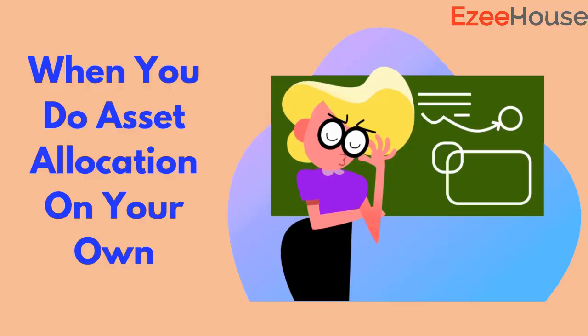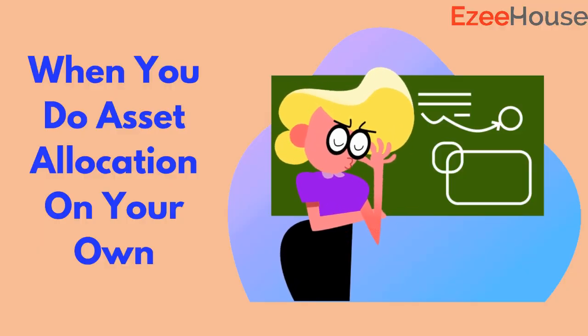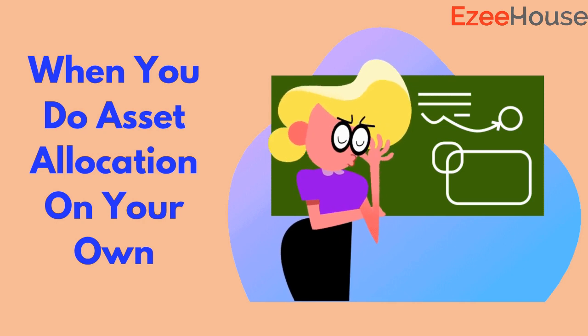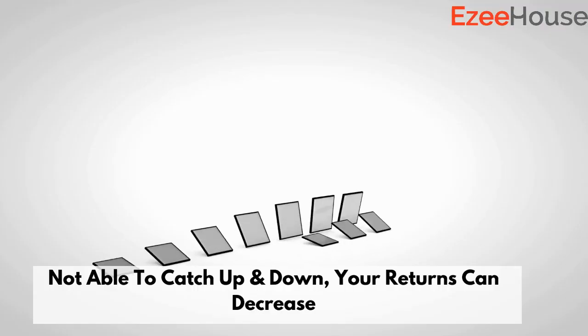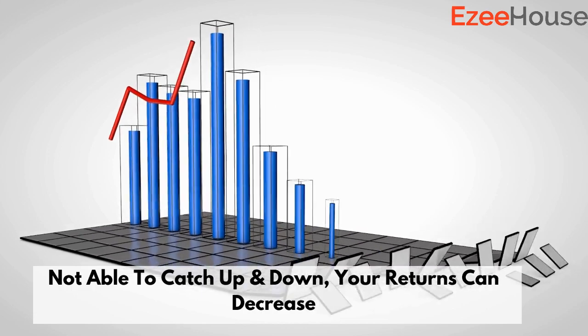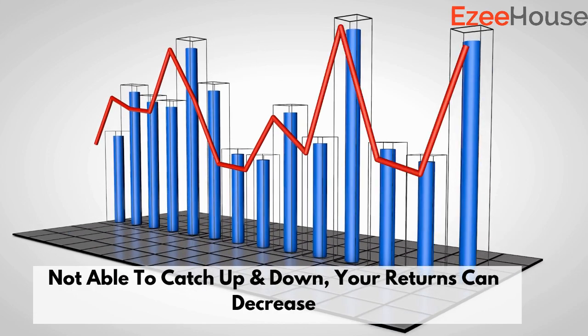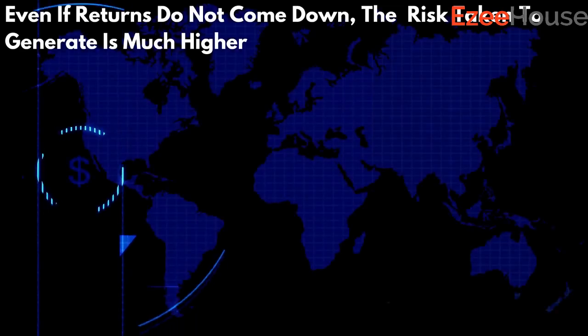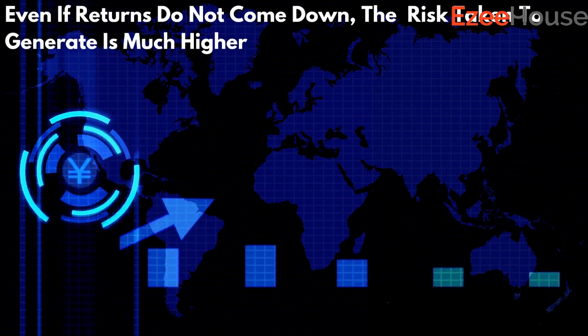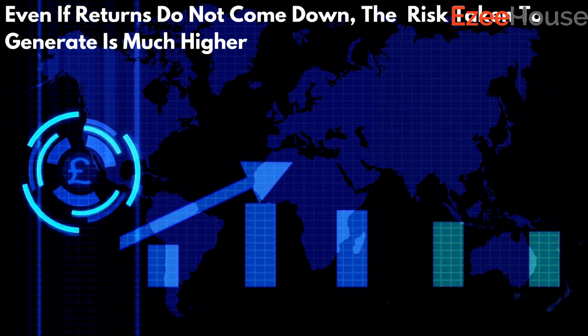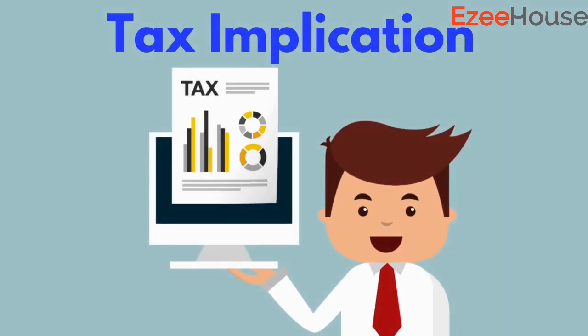Second thing is, when you do this financial planning or asset allocation yourself, you are not able to catch the ups and downs. And when you don't do that, your returns come down. Second is, even if the returns do not come down, the amount of risk you've taken to generate that return is much higher than what it should ideally be. And we sometimes do not recognize the risk which we've taken.